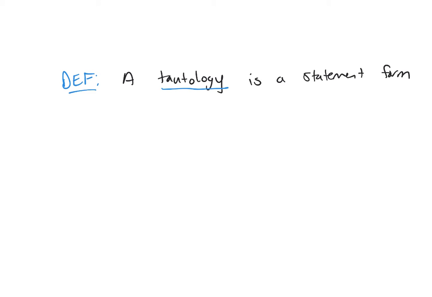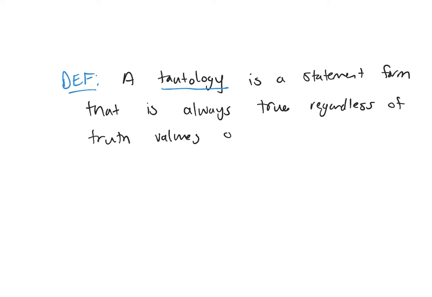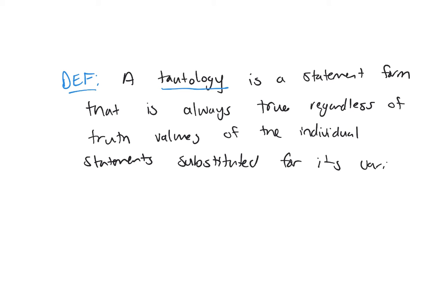So let's define a new term, tautology. A tautology is a statement form that is always true, regardless of truth values of the individual statements substituted for its variables. So in terms of a truth table, a tautology will only contain T's.